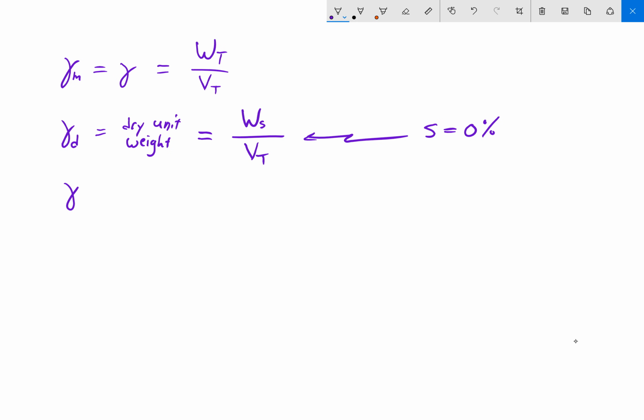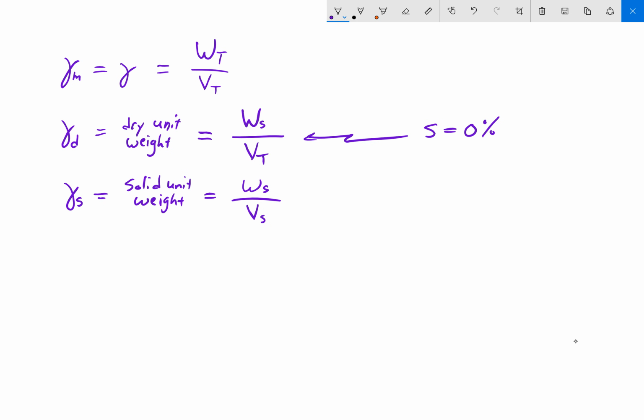Another unit weight is called the solid unit weight. And this is the unit weight that you were thinking of before. This is the weight of the solids divided by the volume of the solids. So this is the unit weight of just the soil particles themselves without any void space in it whatsoever. So if you had just a solid brick of soil material with no void space in it, this is what you would have.